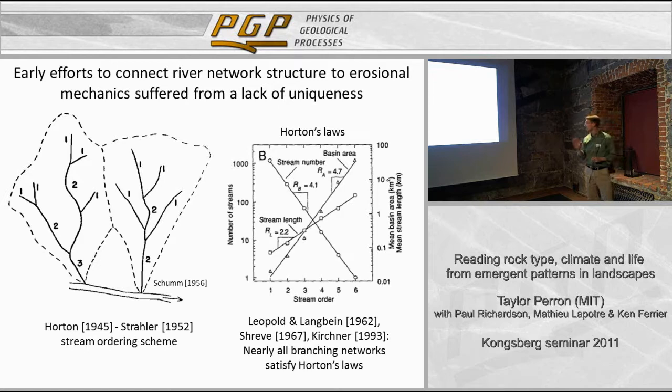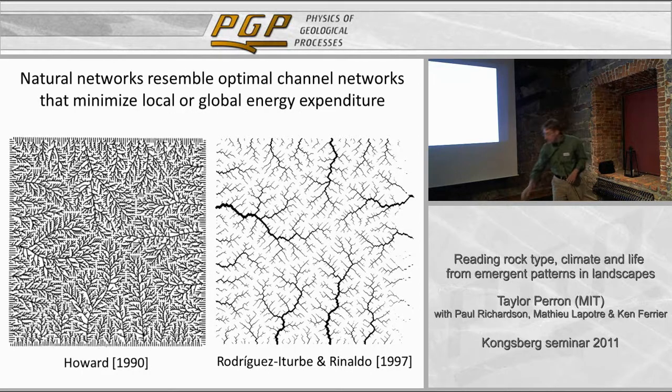But it became clear over the years, starting in the early 60s, up through some papers in the mid-90s, that this scheme and these scaling laws suffer from a lack of uniqueness. That is that not only do all random networks satisfy Horton's laws, but all tributary networks in general satisfy Horton's laws. So it's not telling us something unique about erosion processes. And this steered the course of studies of drainage networks in subsequent years to some extent, in that statistical approach became more popular. And there was a focus on optimality arguments as well.